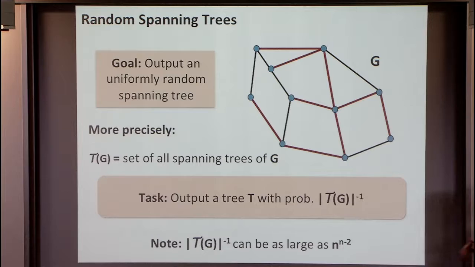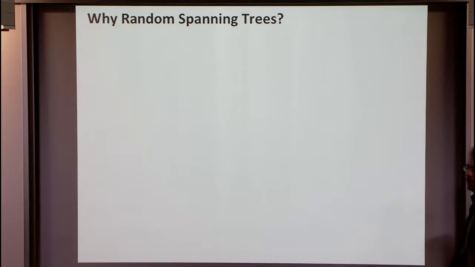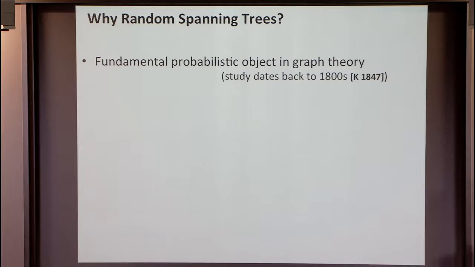Are there any questions about the definition of the problem? The obvious question that some of you might be asking now is why this is an interesting thing to do, generating random spanning trees, and there are some answers. One of them is that this is really a fundamental probabilistic object in graph theory.